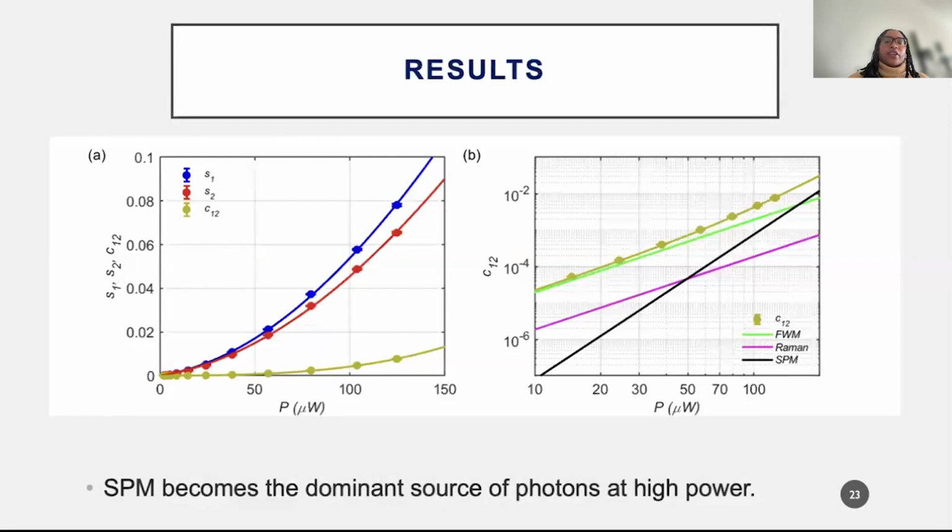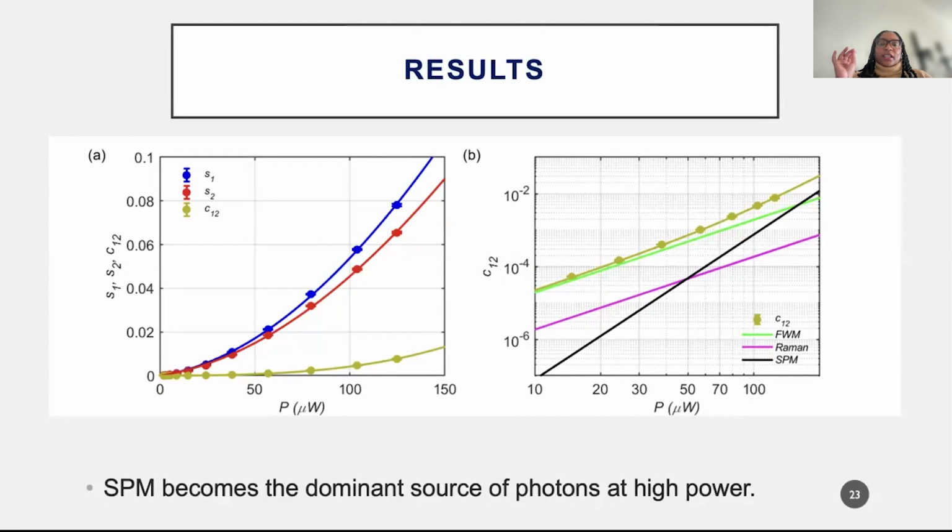So here we have figure A, which is the single and coincidence data fitted rates, and B is the plot of the coincidence data with fitted contributions from four-wave mixing in green, Raman scattering in purple, and then self-phase modulation in black. I would like to note that for figures A and B, we tested the Bayesian inference on experimental data, but it was trained on a neural network using simulated data in order to avoid the inclusion of false correlations.